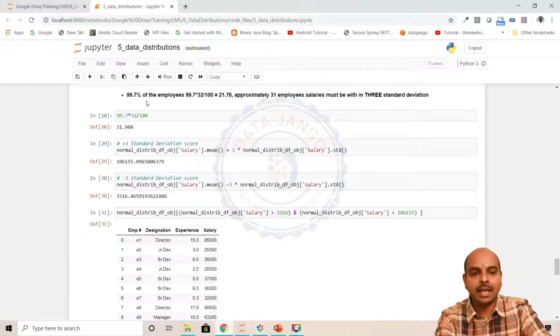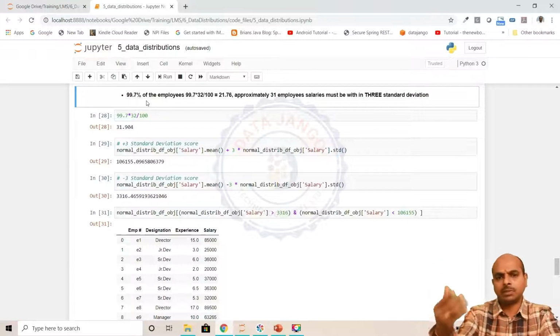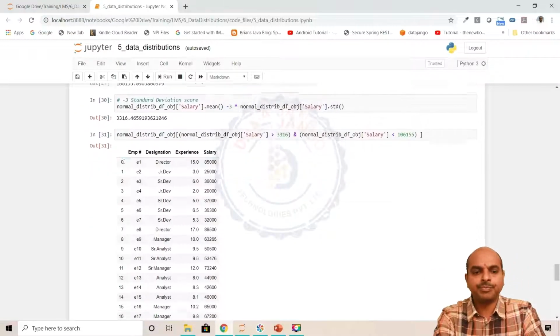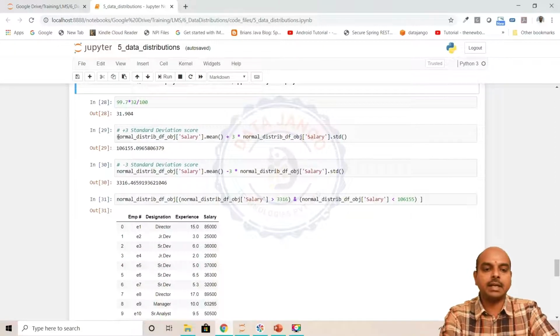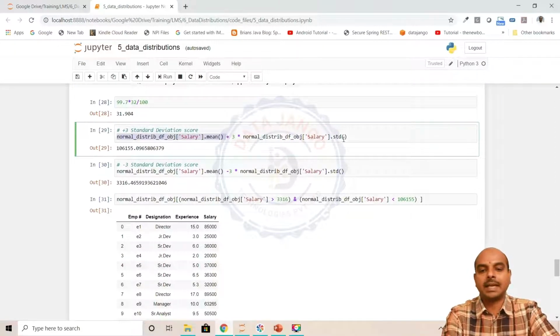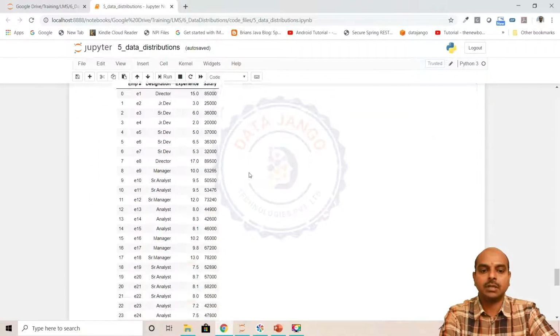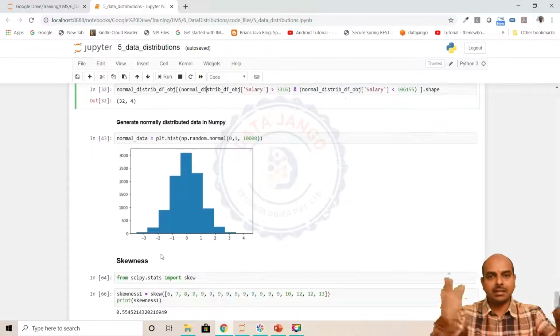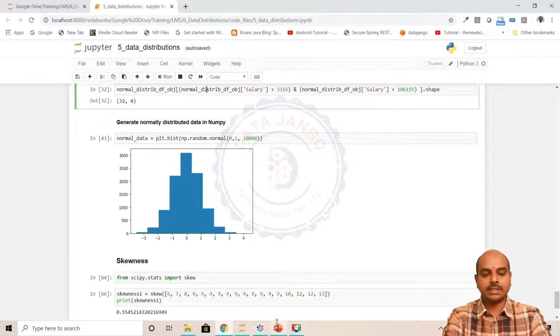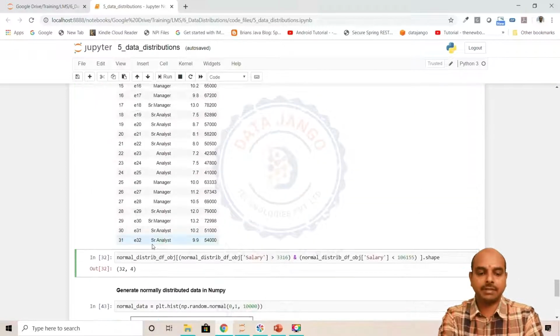If I say 99.7%, most of the people, 32 people, should be falling within 3 standard deviations. So I have calculated the mean plus 3 into standard deviation, and mean minus 3 into standard deviation. So I have got 32 people. So it is actually falling. The range is actually a bit more than the minimum and maximum also, but it is satisfying.